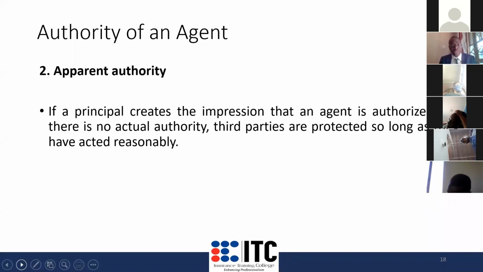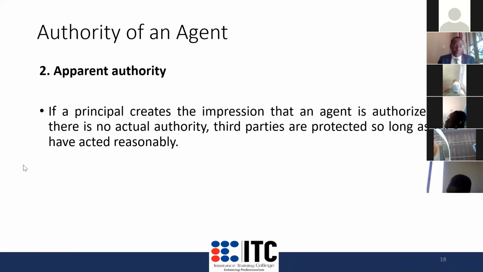The principal, your employer, creates an impression. By not communicating to them, they have created an impression that you're still an agent when you have actually been terminated. So we've looked at three authorities. We've looked at actual, and under actual we looked at two, which are implied and express, and also we looked at the apparent.